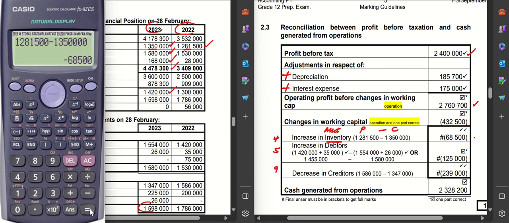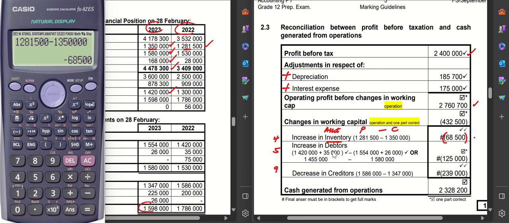Whatever the calculator gives you, you can see the calculator is giving you a negative. That means it's a cash outflow. Then I'm going to put brackets here, cash outflow. Okay, that is the calculator method of determining whether it's an inflow or an outflow.